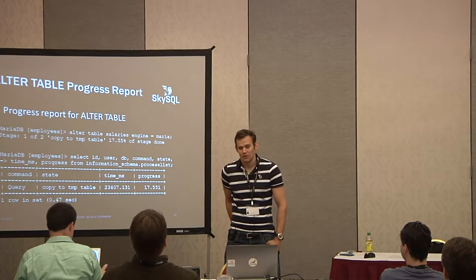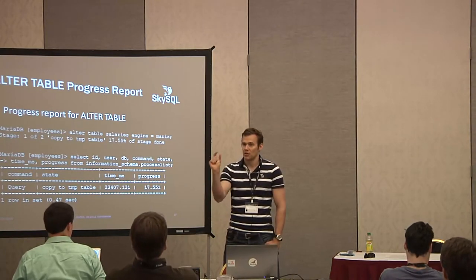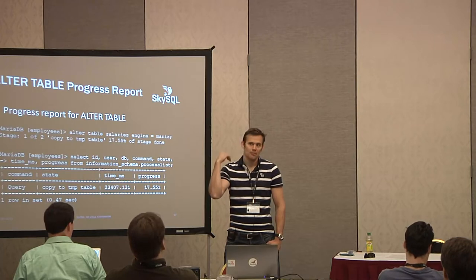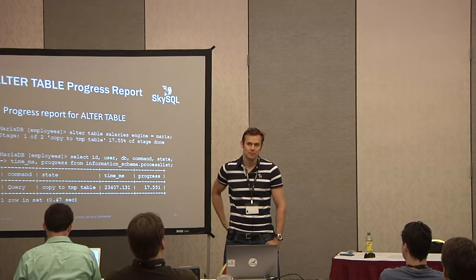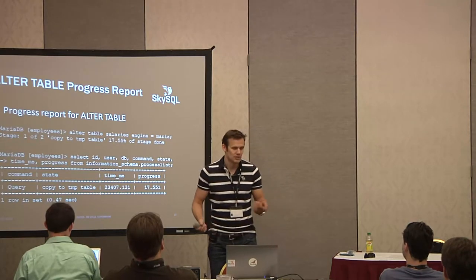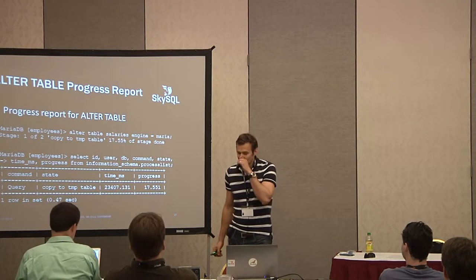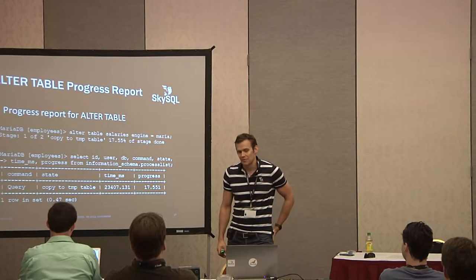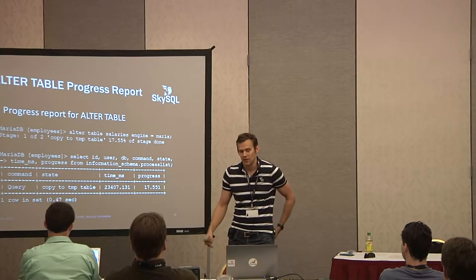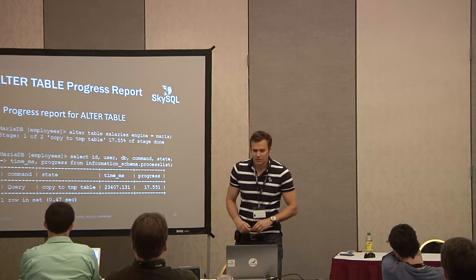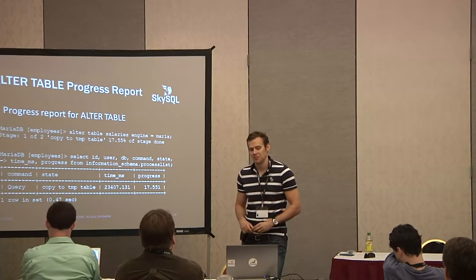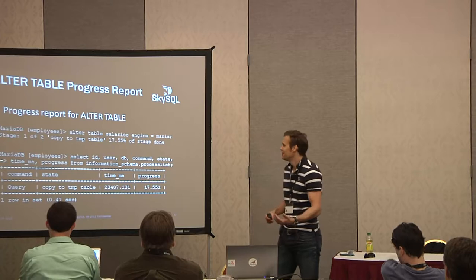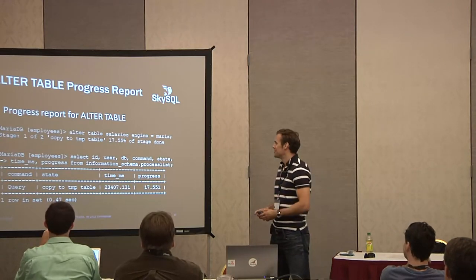So even if you do an alter table and change a column name, MySQL recopies every single row in the table to a new table, which is completely useless, but that's the way it's done, right? Which means that alter tables are horribly, horribly slow in MySQL. So that's problem number one. We're not fixing this, but what we're fixing is that now you know how slow they're going to be. So if you do an alter table, you actually see a progress report.